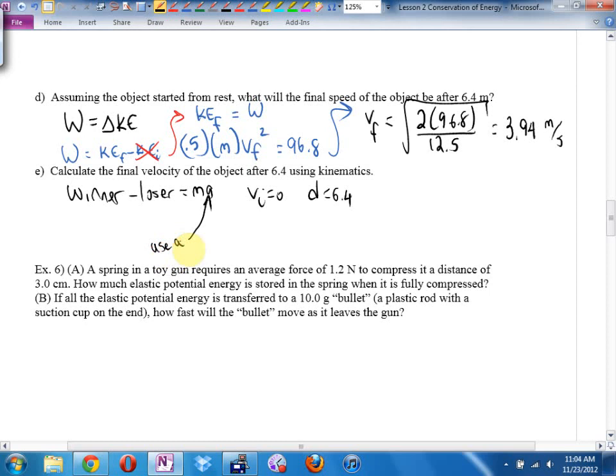Solve for a: winner minus loser, applied minus friction equals ma. That would get you there too.